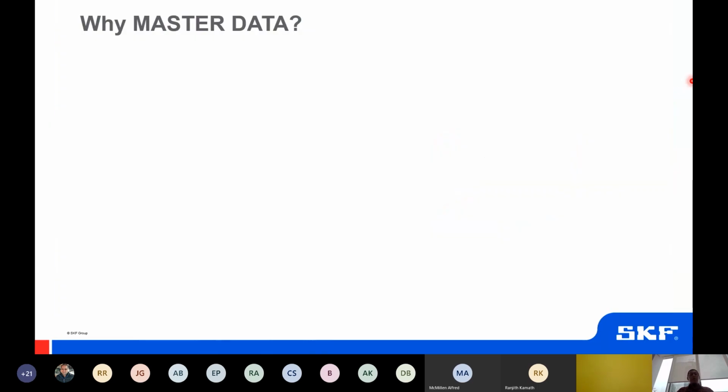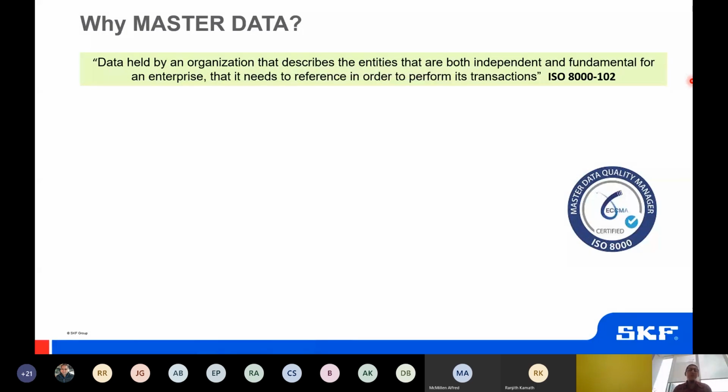Okay, so we go for material master data. So why master data? Why has this issue been important? We go with a reference from ISO 8000. As you can read very clearly, whatever data we have in the organization needs to have a clear description that is essential for the enterprise, that means the organization, so they can use it as a reference in order to perform the transaction.